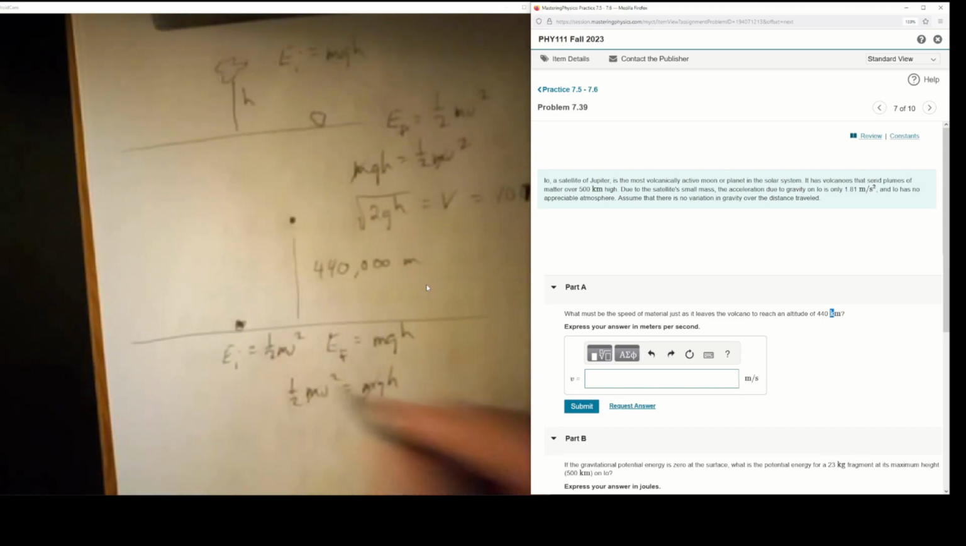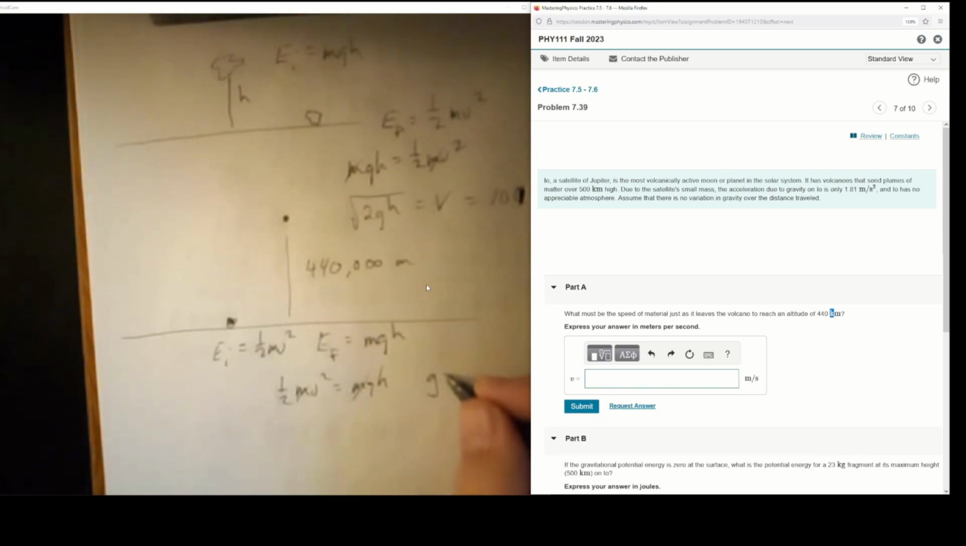These m's cancel. We have to be a little careful here with g because it's on a different planet. And what do they say g is? 1.81. And so we're looking for the initial velocity this piece of matter must have had to get to that maximum height.